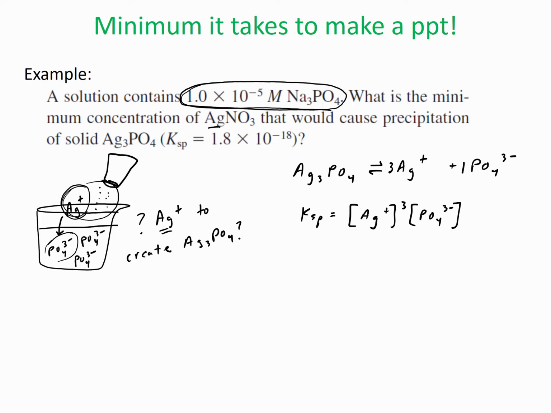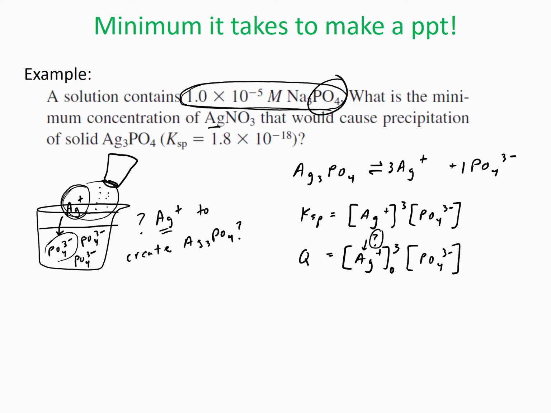Now we want the initial amount. So instead of K, we're going to call it Q, and put a little 0 in the subscript to indicate that we're solving for the initial amount. What's the initial amount of Ag that causes this to precipitate, given that we already have this much phosphate in there?